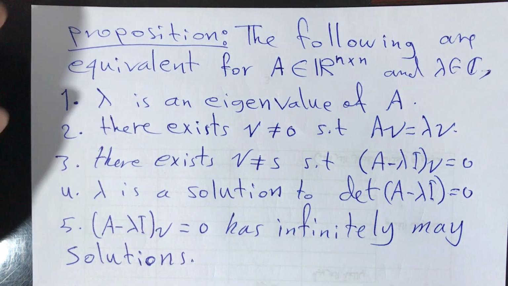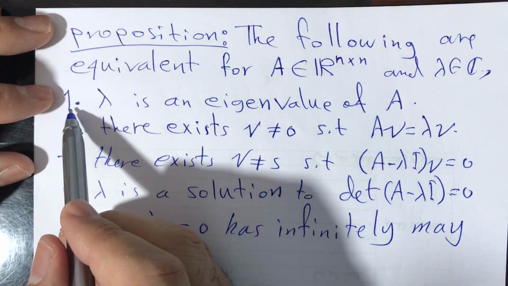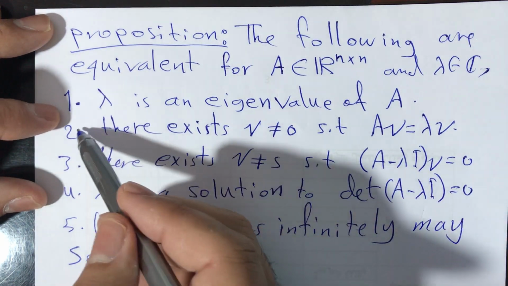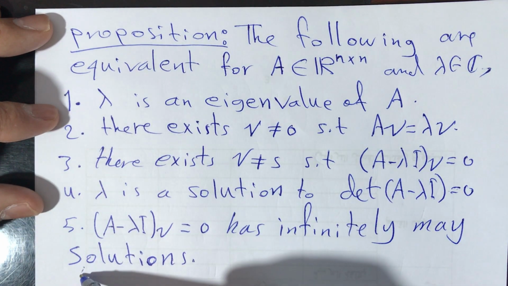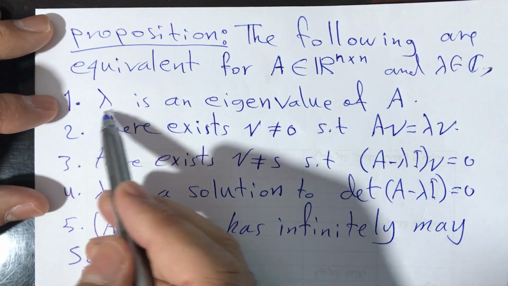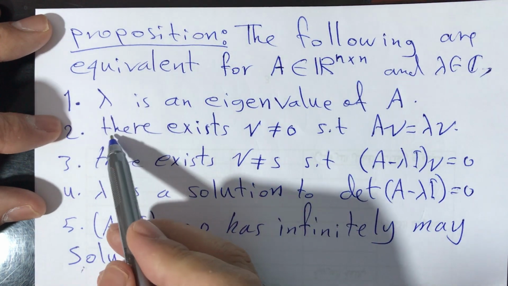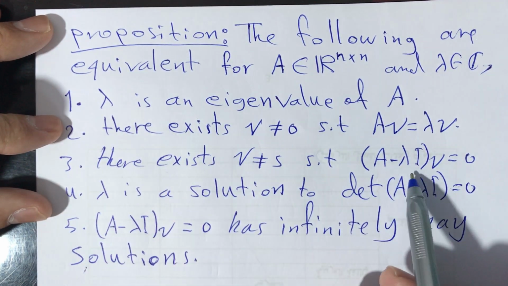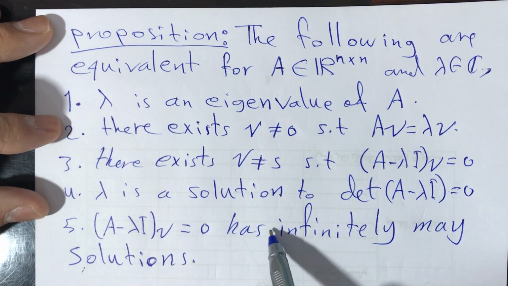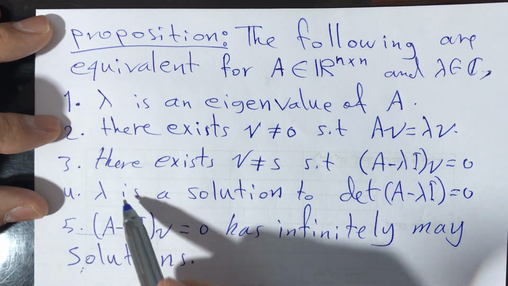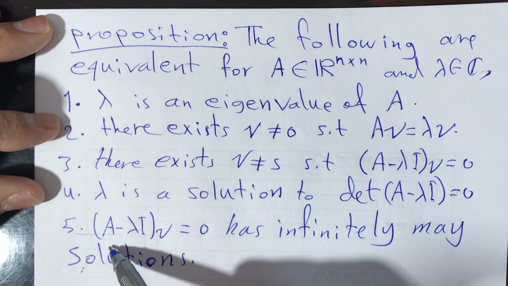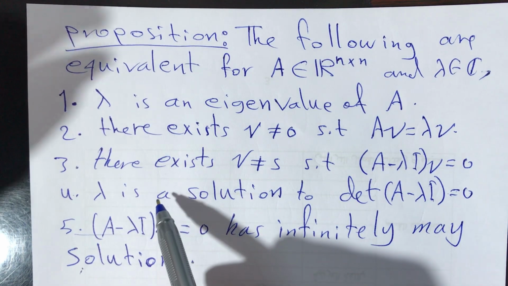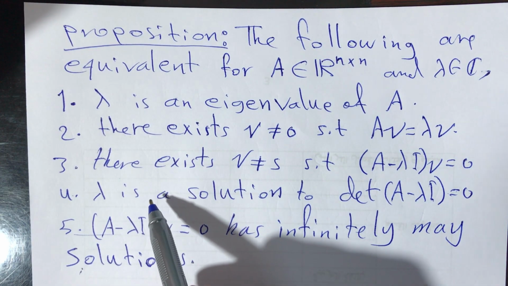So these are equivalent. If one of them is true, then all the others are true. If the first one is true, lambda is an eigenvalue of A, then the second is true, and the third is true, and all of them are true.